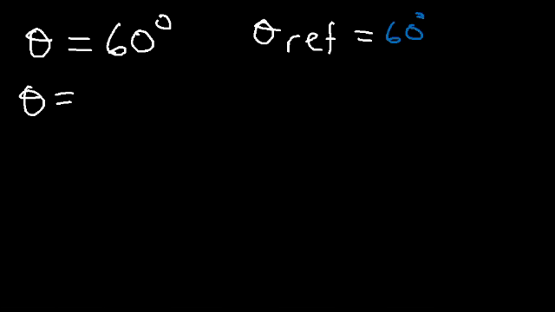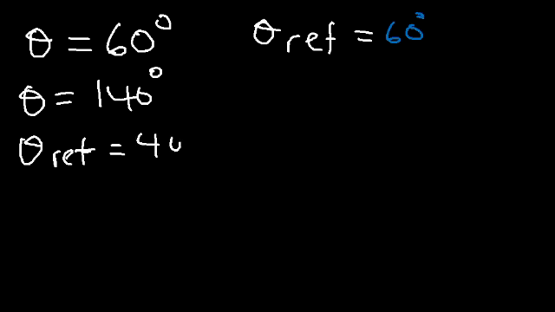Now let's say if the angle was 140 degrees. What's the reference angle? So 140 is in quadrant 2. So the reference angle is going to be 180 minus the angle in quadrant 2. So 180 minus 140, it's 40 degrees.